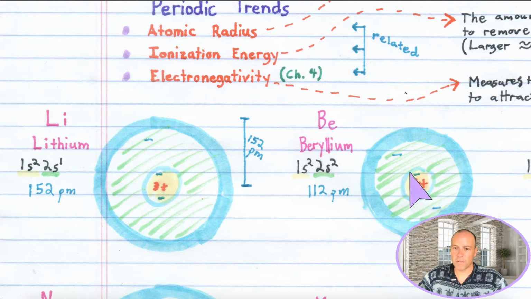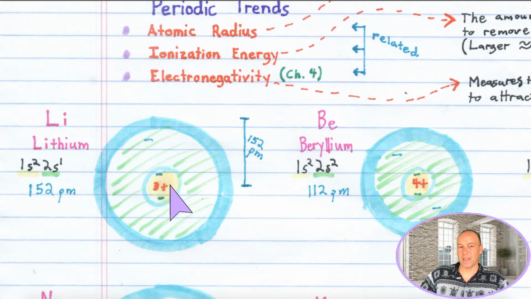So this +4 nucleus is pulling in this electron and that electron. They both experience a +4 charge, whereas this valence electron over here is only experiencing a +3 charge. So it's not held as tightly because the nucleus doesn't have as large of a positive charge. And so that's why beryllium is smaller, because the powerful +4 charge pulls in those valence electrons tighter.